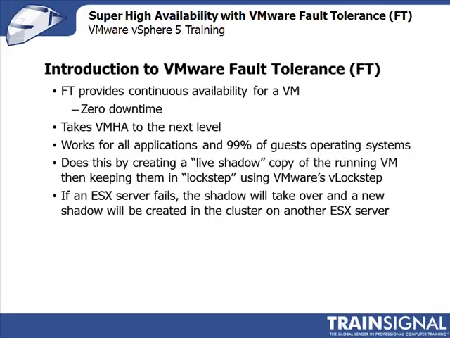VMware's Fault Tolerance feature, or FT, provides continuous availability for a virtual machine. That means that if a virtual machine is running on a physical server and that physical server is completely lost, let's say the power just dies suddenly, if it was protected by fault tolerance, it will have a shadow virtual machine running on another ESXi server, and that virtual machine will have zero downtime.